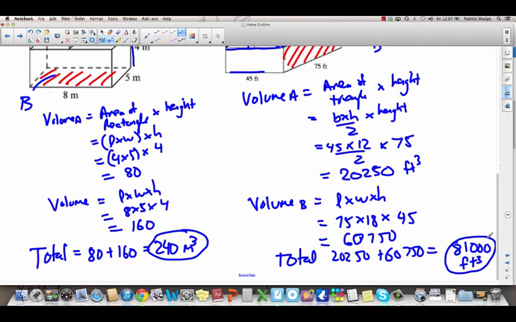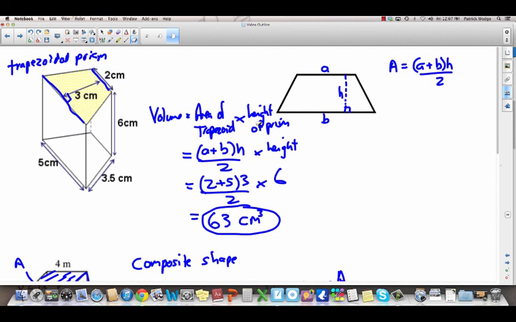And that's volume. Okay, I hope that makes sense. Next day we'll tackle surface area, and good luck with the volume.